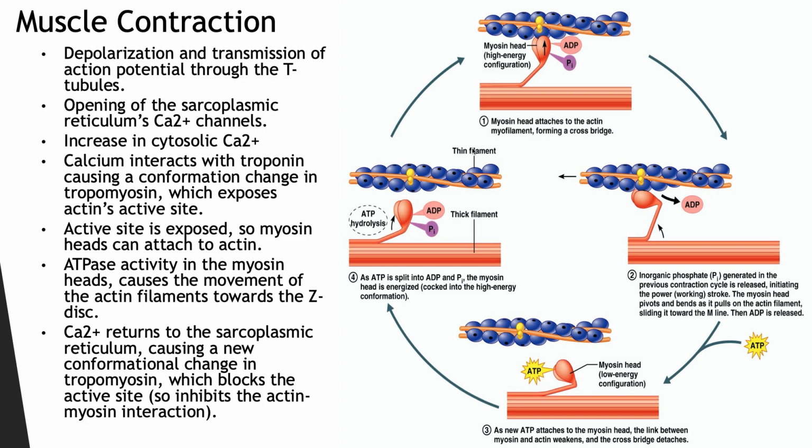You have ATPase activity, which helps to break down ATP into ADP and phosphate. That occurs in the myosin head and causes the movement of the actin filaments towards the Z disc. Calcium then returns to the sarcoplasmic reticulum and causes a new conformational change in the tropomyosin. This in turn blocks the active site and inhibits the actin-myosin interaction.